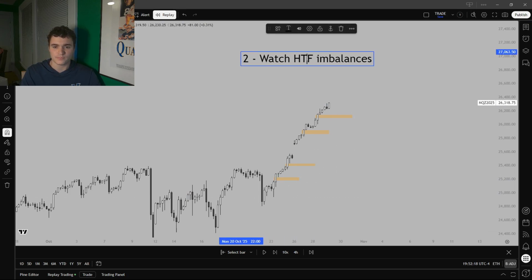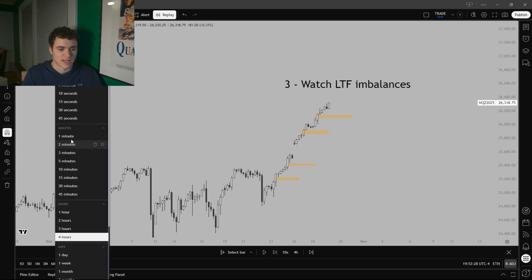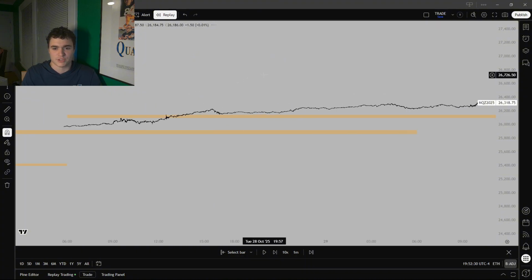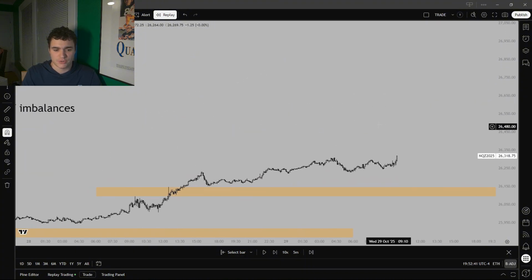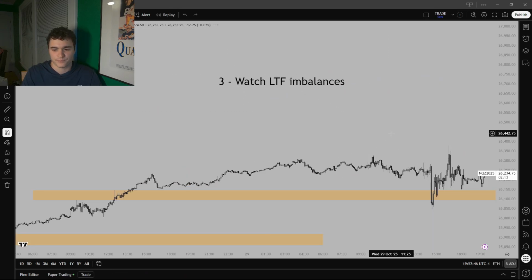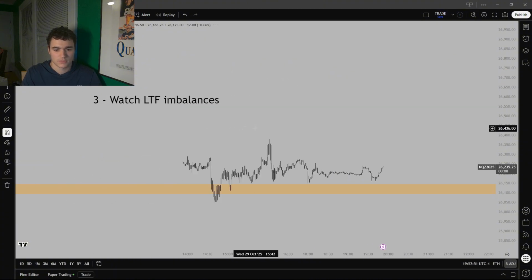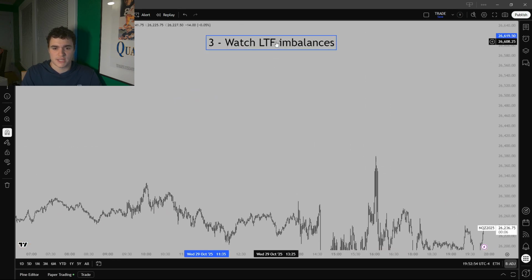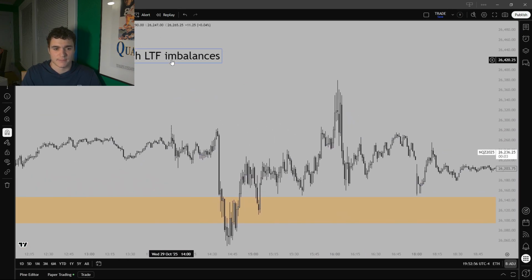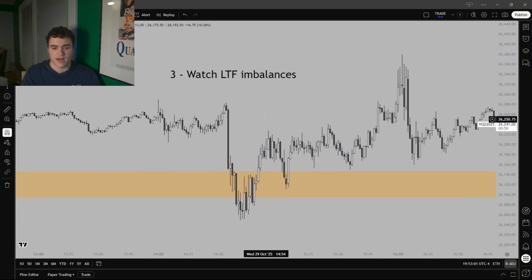Now, I'll immediately switch to the third rule, which is very simple and kind of related, but a little different, and that's to watch lower time frame imbalances. Let's go to the 1-minute chart and you guys will see what I mean. The reason you want to do this is very important: if you look on the lower time frames, and you see that we are not really creating any imbalances, and when we do, they get immediately disrespected, aka fair value gaps.